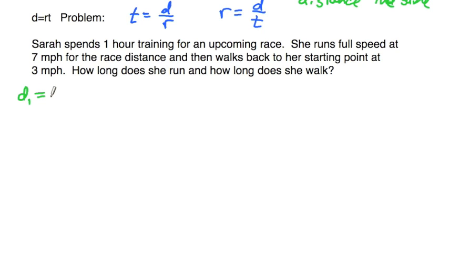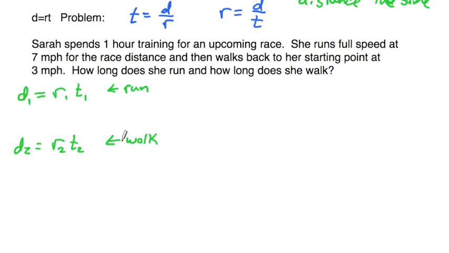Distance 1 is equal to R1 T1. Let's call this the run. And then we'll have distance 2 equals R sub 2 T sub 2. And let's call this one the walk.